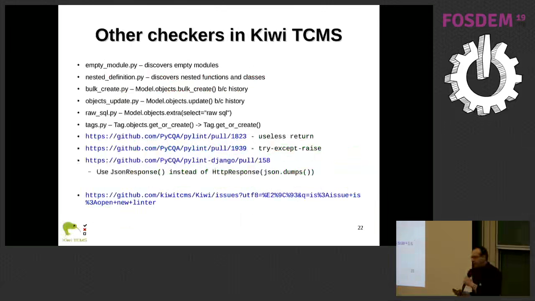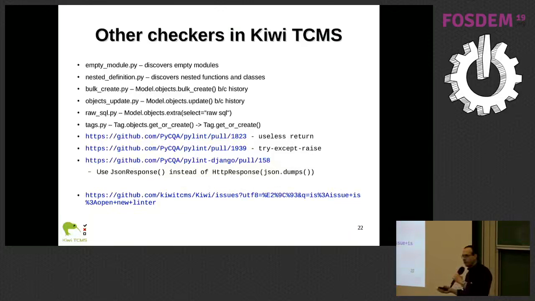We do have other checkers in the project. So for example, we're looking for empty modules. We're looking for nested function definitions or nested class definitions, because that's a legacy code base. It's been written in a not very good way, and we don't like to have these things. When we see these things, they usually mean there are more problems inside. So that's why we have these checkers. Searching for raw SQL. So Django is ORM based.